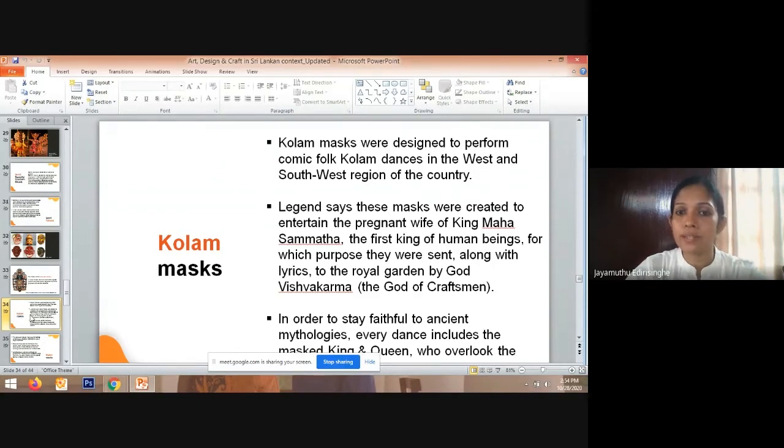And Kolams were designed to perform comic folk Kolam dances. It was not like the previous ones. Those are a bit sarcastic and humor is added here. There are depictions of villages, and day-to-day incidents were also taken into consideration in the Kolam mask performance, not like in the previous one.